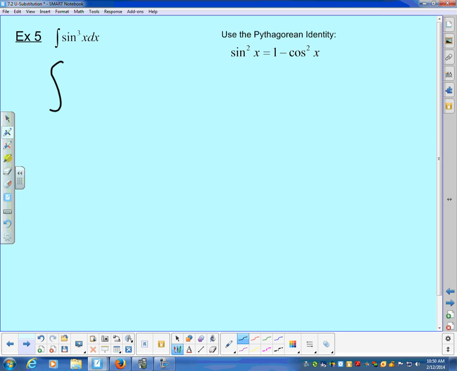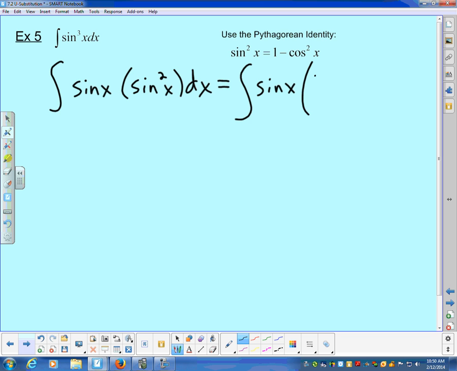So what we're going to do is rewrite this as sine of x times sine squared of x dx. And here's my thought process, at least. If I'm going to do a u substitution, I need to have a mixture of sines and cosines in my function because they are derivatives of each other, right? So that's what's behind this. Now do you see why I have sine squared here? I'm going to replace this sine squared with 1 minus cosine squared of x.